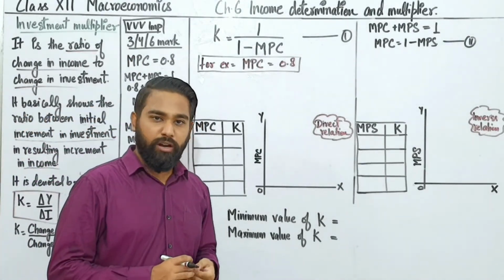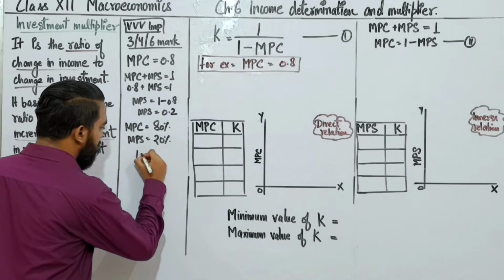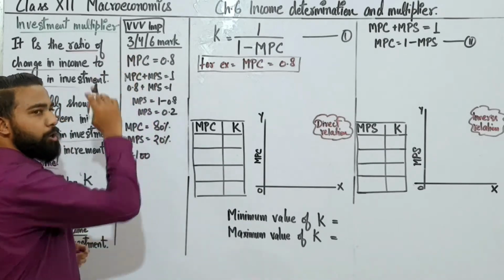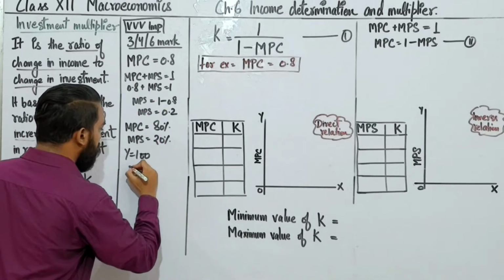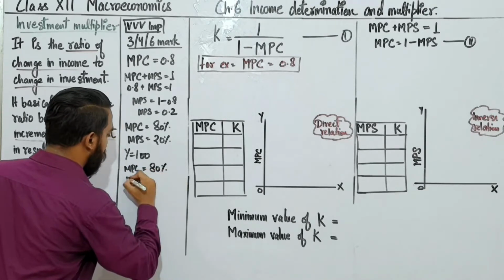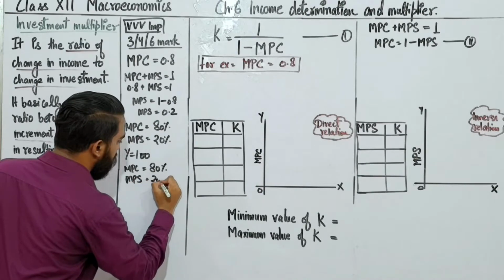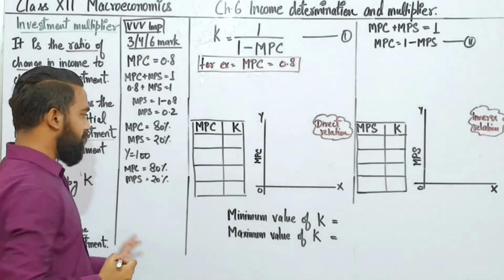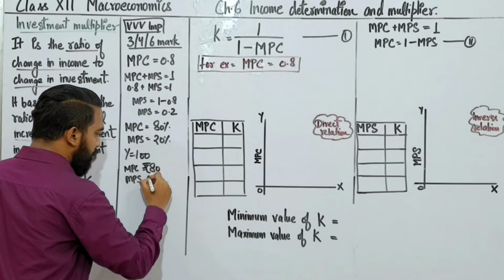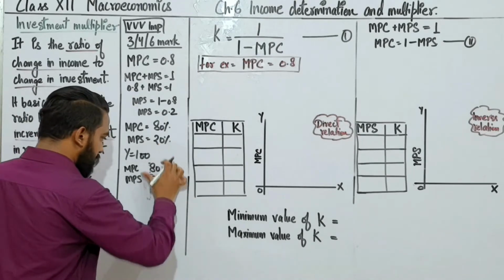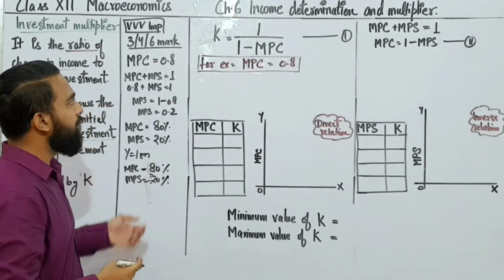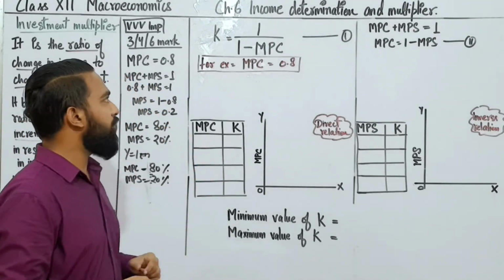I hope you have understood it. One more example. Suppose the income is 100. If MPC is 0.8, it means MPC will be 80% and MPS will be 20%. That means 80 rupees and 20 rupees. You can also write it as 80% and 20%. Is that clear? Now let's come to the next one.